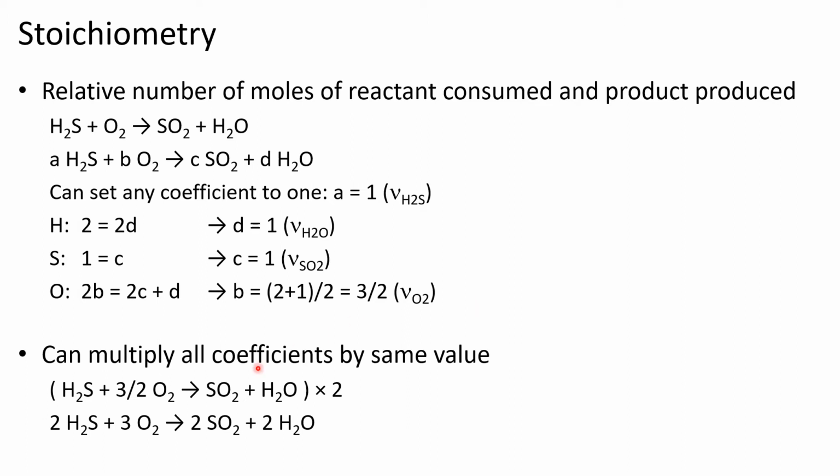Note that if we have a set of stoichiometric coefficients for a chemical reaction, in this case we determined that the coefficient, we set arbitrarily the coefficient for hydrogen sulfide to 1. We calculated that the value for oxygen is 3/2, for sulfur dioxide is 1, and water is 1, from balancing the atoms of hydrogen, sulfur, and oxygen in the reactants with those in the products. If we take this equation and multiply all the coefficients by 2, we end up with the coefficients of 2, 3, 2, and 2. This is the equivalent representation of the stoichiometry of the reaction.